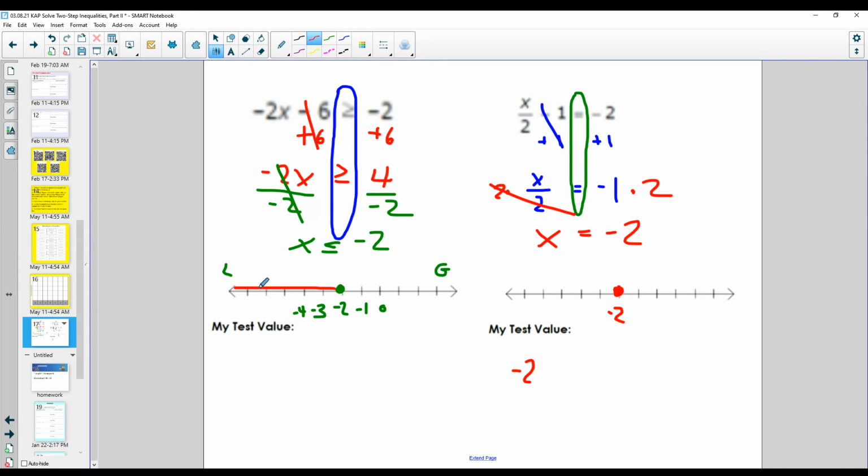So it is time to use the test point. I'm going to use -4. -2 times -4 is 8. 8 minus 6 is 2. That is greater than or equal to -2. Check mark. If I had not flipped or reversed the inequality sign, this value would not have been true. And that's how you solve two-step equations and two-step inequalities.